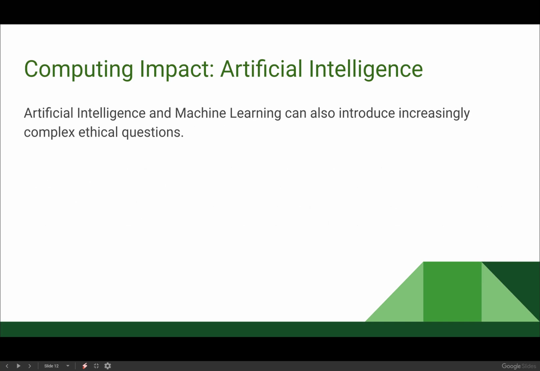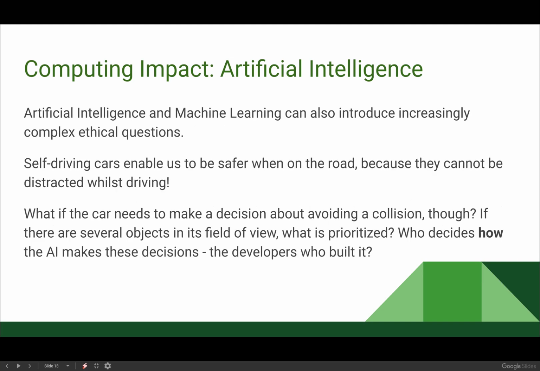However, AI and machine learning can introduce some very complex ethical questions. For instance, self-driving cars. They allow us to be safer on the road because a self-driving car can't be distracted while it's driving because its only job is to drive. However, what if the car is about to have a collision and it cannot avoid this collision? And there's a few different things in its field of view. What gets prioritized? What if there's a school bus and an elderly couple? How does the AI choose what to collide with? And who decides how this AI makes that decision? Is it the developer who built it? Is it the government? Who makes these decisions? So there's lots of questions that go into these kinds of topics.